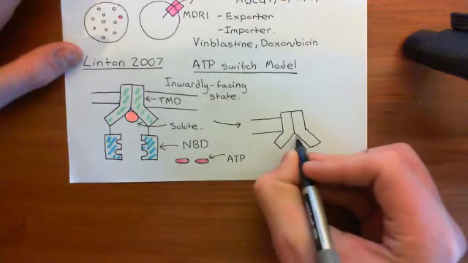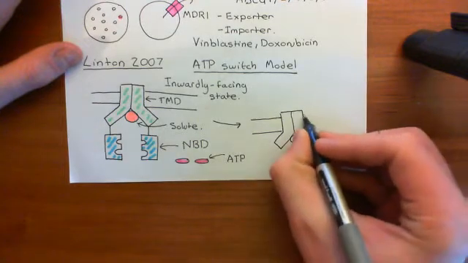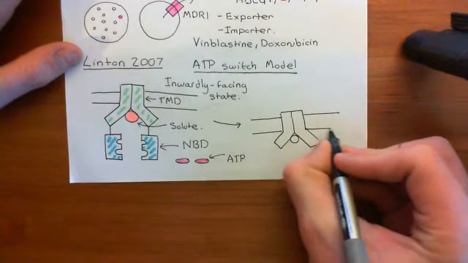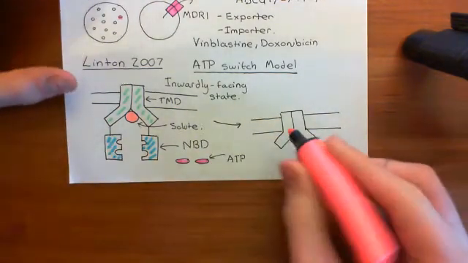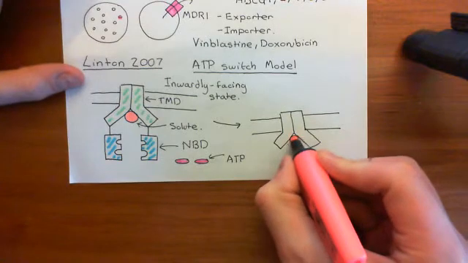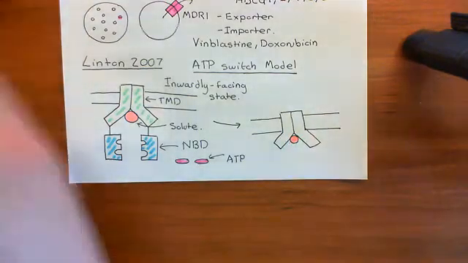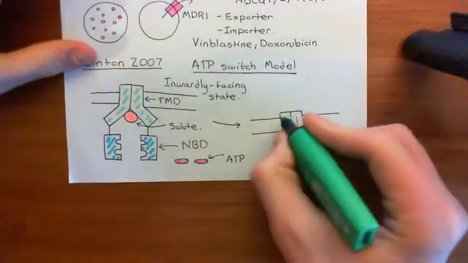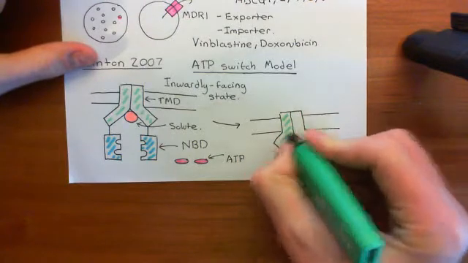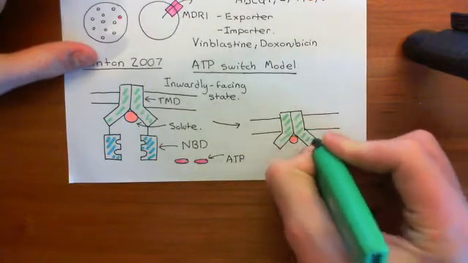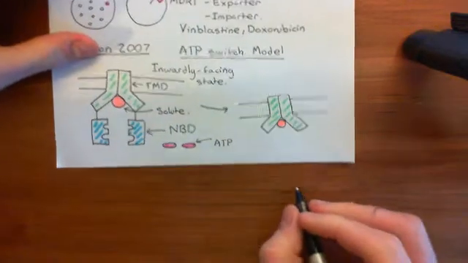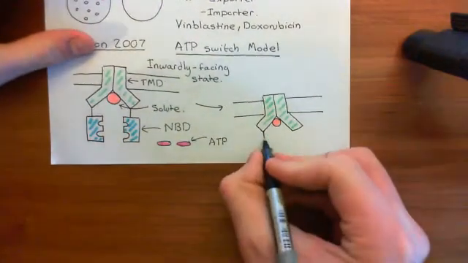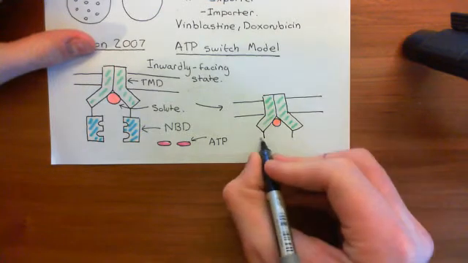Here are the transmembrane domains, still in the inwardly facing state, and they have the solute molecule attached. I'll colour in the solute molecule again in red down here, and then I'll colour in the transmembrane domains in green. Now, what has changed is that the nucleotide binding domains have now both bound to the ATP molecules, and they're going to be dimerized together.